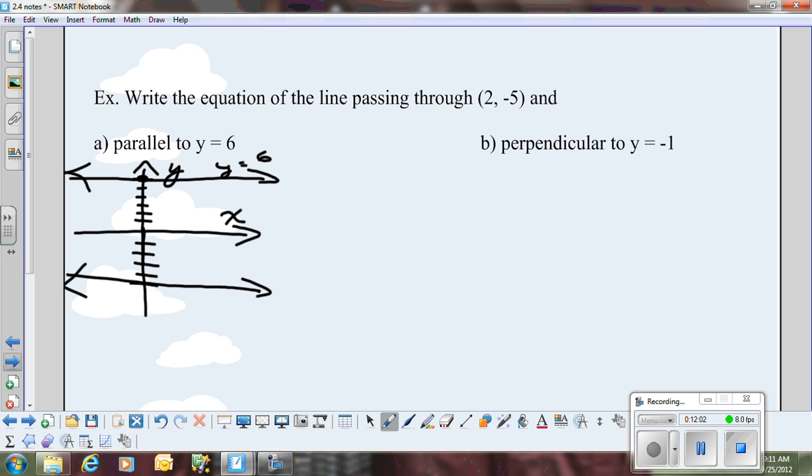That's not very parallel. Okay? Horizontal and vertical lines are special cases, but once you learn them, they're really easier than the other ones because there's only one number. Okay, so let's look at this other one. So y equals -5 would be your answer on that one. That's going to be perpendicular to y equals -1.